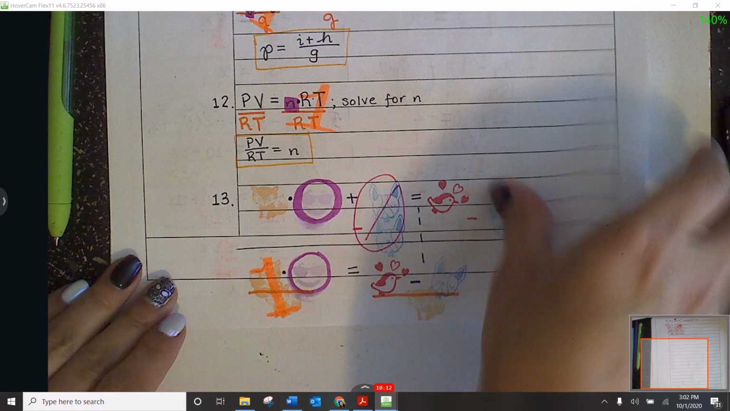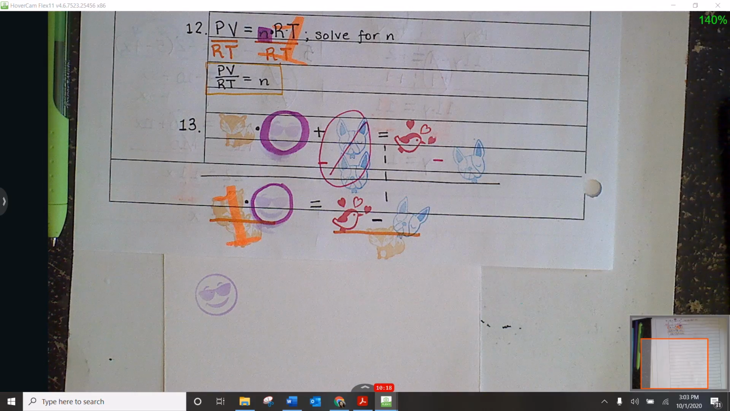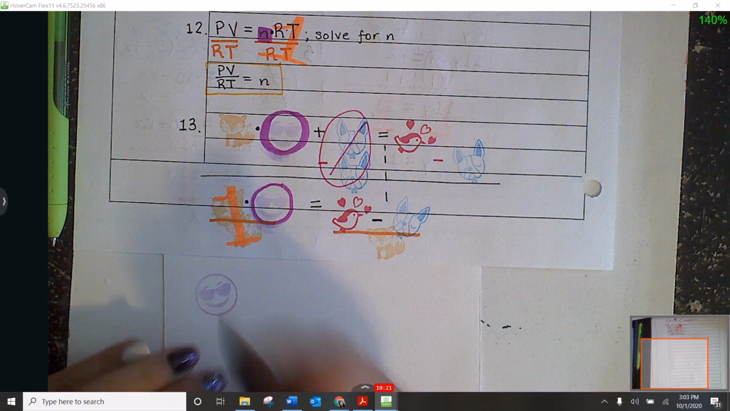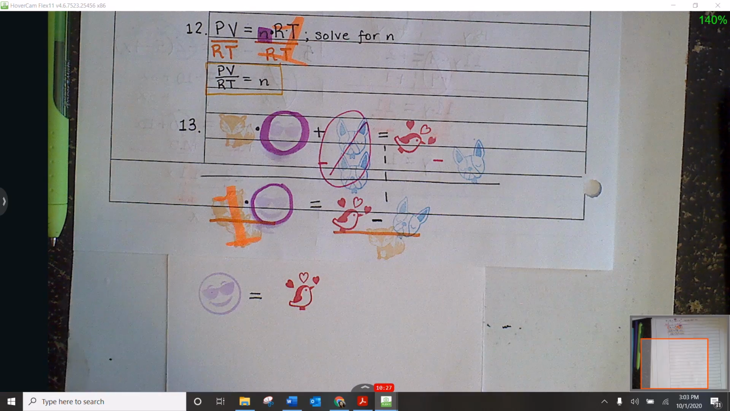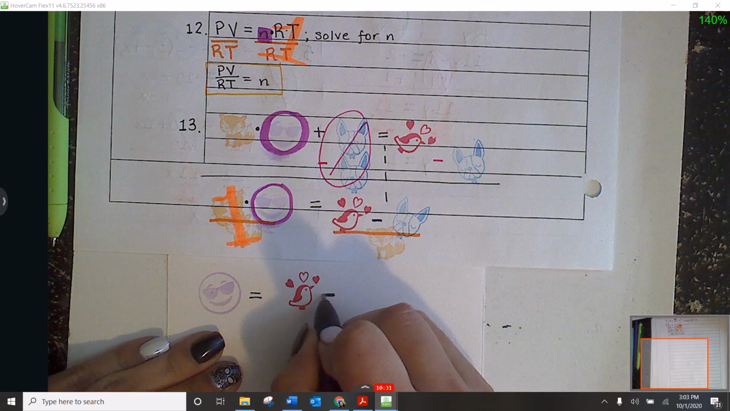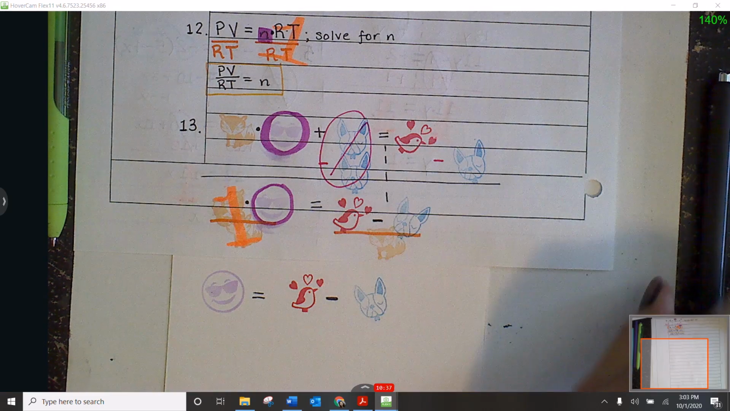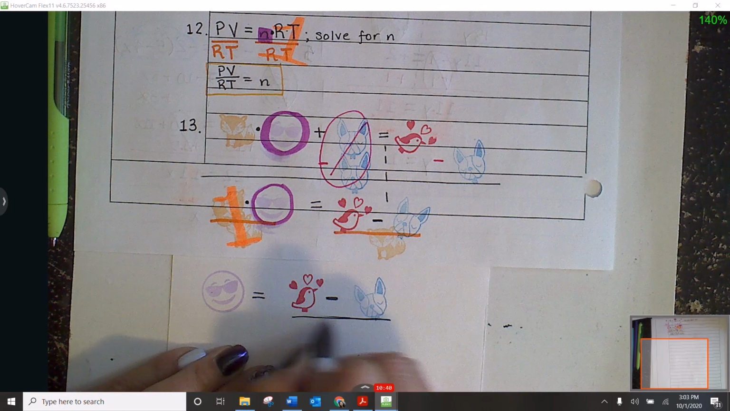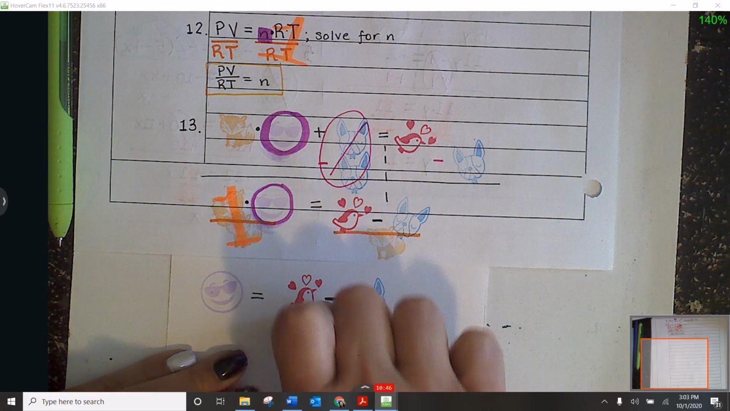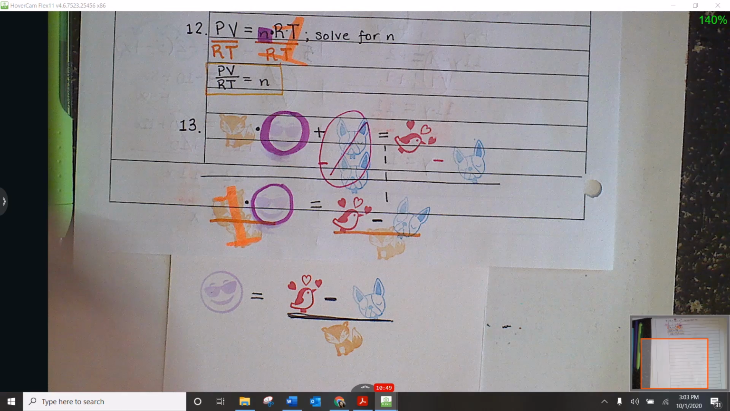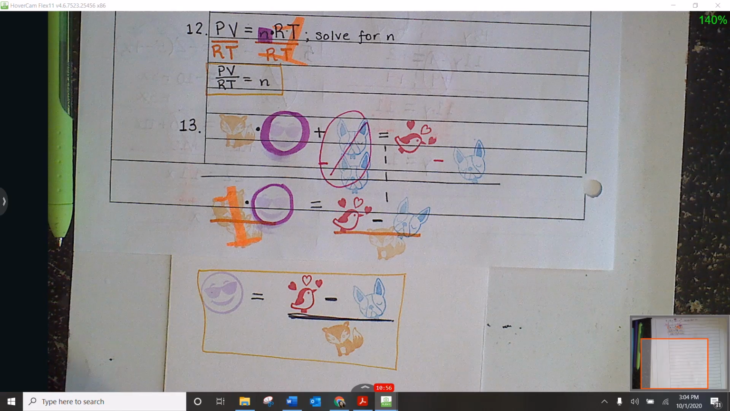So my final answer, which I don't really have space here, okay, so my final answer would be my too cool for school is equal to my bird minus the doggo, both being divided by the fox. And that would be my final answer.